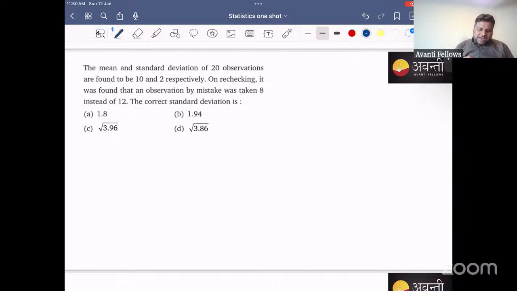So the mean and standard deviation of 20 observations. That means (x1 plus x2 up to x20) divided by 20 is the mean, so the mean is 10. Means x1 plus x2 up to x20 is what? 200.